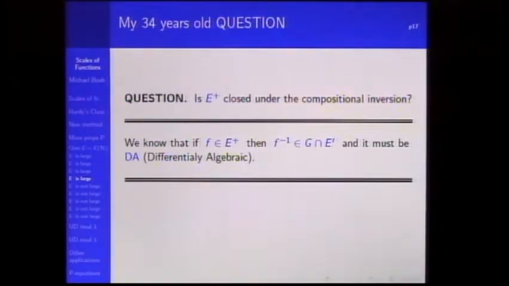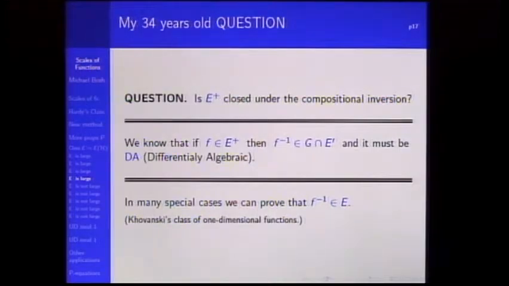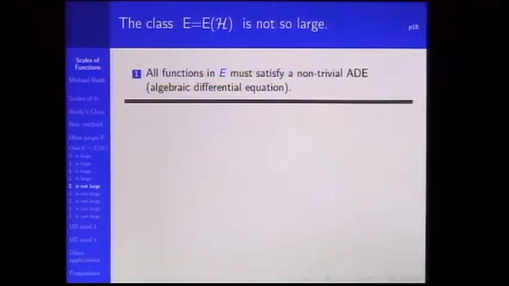Differential algebraic function means a function which satisfies an algebraic differential equation, which I don't want to define, but I will say just a few words. There exists a polynomial of rationals which connects the function and its derivative. All the reasonable properties that I know excellent functions satisfy, inverses satisfy, but still I don't know the answer. In many cases, I can prove it for a specific F. Kovanskii, what I said already.